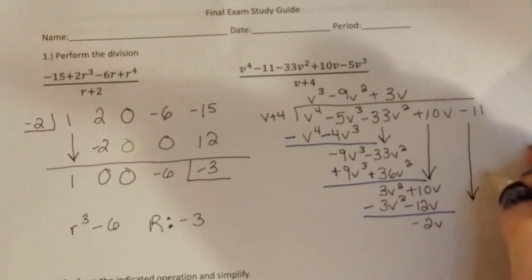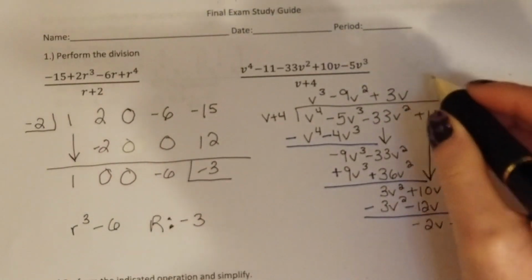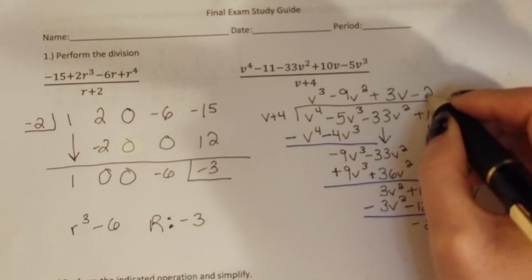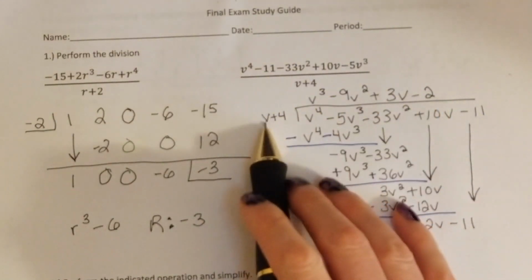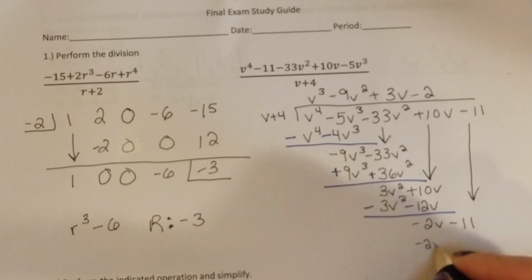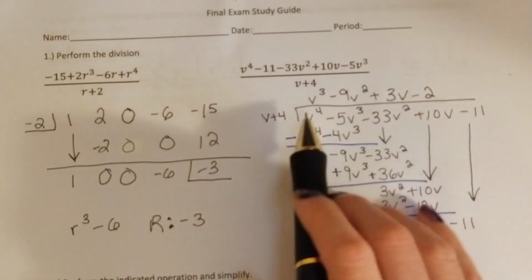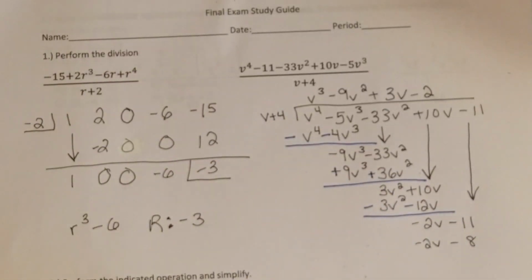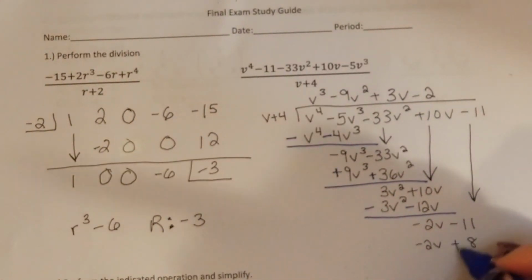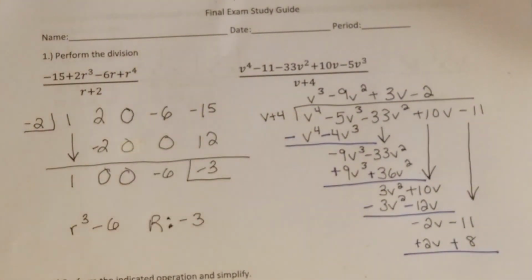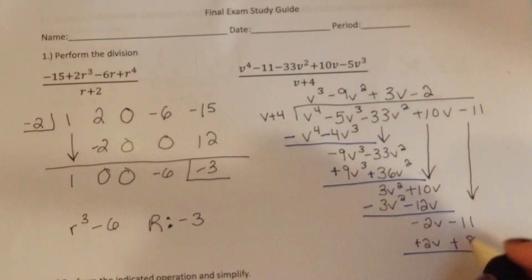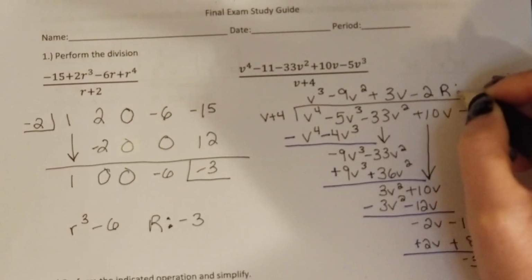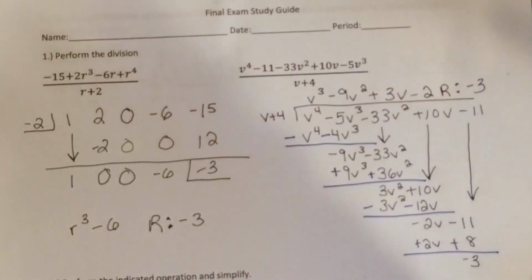Bring down your next one, so minus 11. So at the top, I know I need a minus 2. So negative 2 times v is negative 2v. Negative 2 times 4 would be a negative 8. Change our signs. So negative 11 plus 8, that's a negative 3. So our remainder is negative 3.